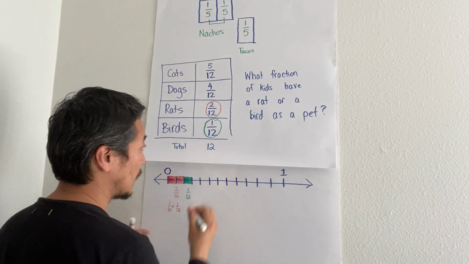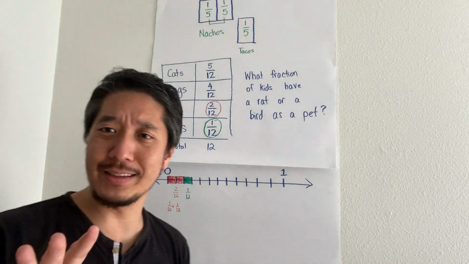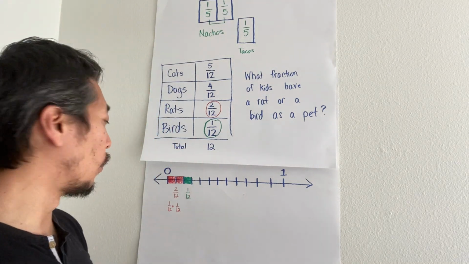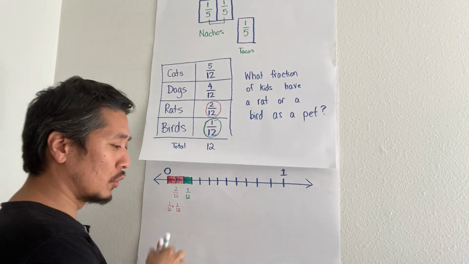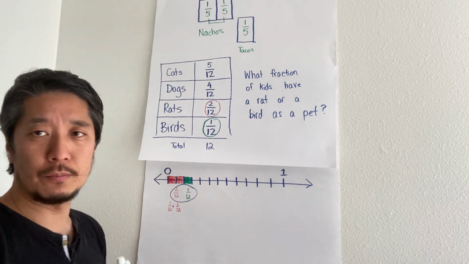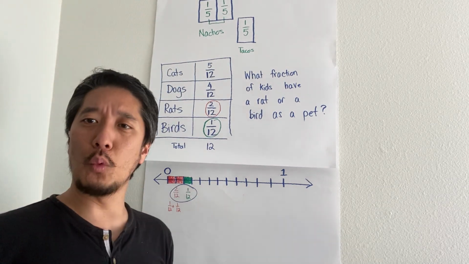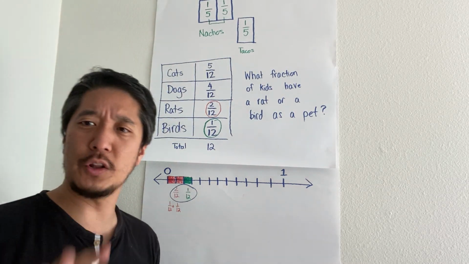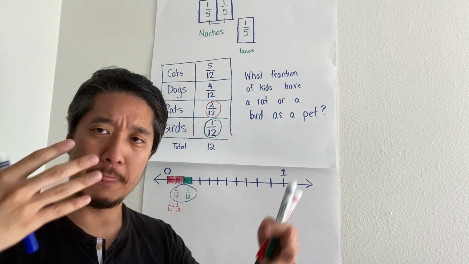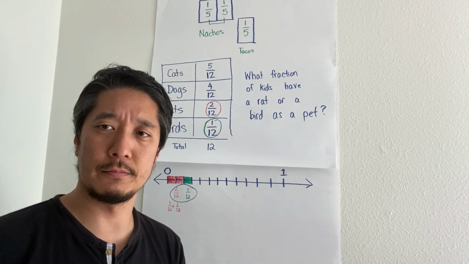1/12. But our question is asking us, what fraction of kids have a rat or a bird? So what am I going to do with both of these numbers? If I'm adding them together, what am I going to be doing? I want you to think, what are you going to do? So pause the video, and when you're done, unpause.